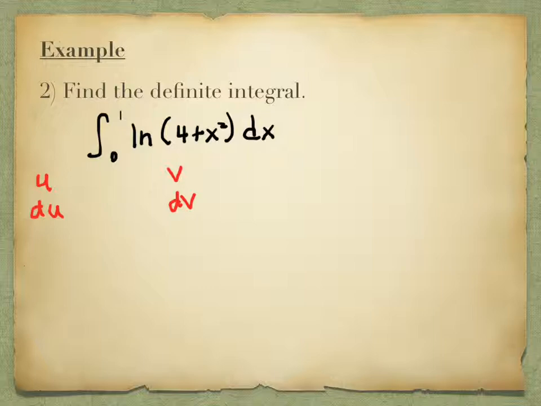Sometimes the dv, you have to make the decision simply because it's all that's left. I mean, it's the piece that's left over. And that's actually what's going to happen here. So, Michaela, you mentioned letting the u actually be the natural log. All right, so this u down here is going to be the natural log of the 4 plus x squared.